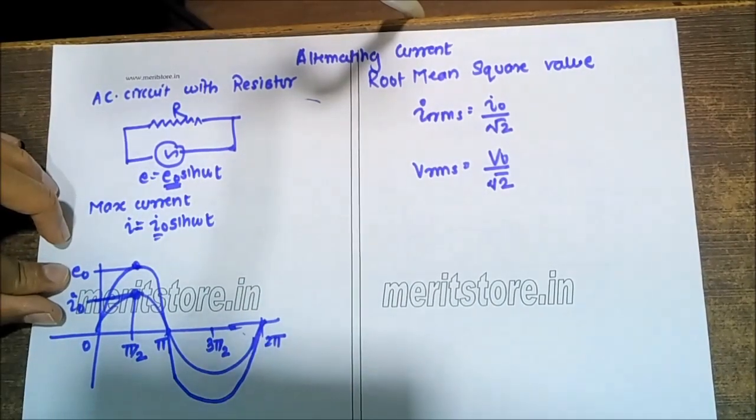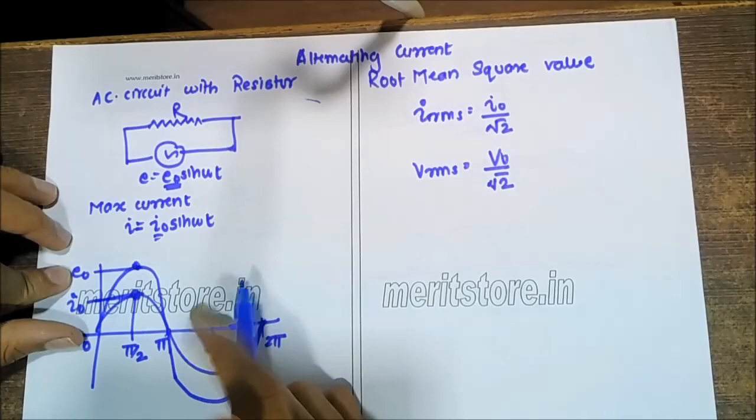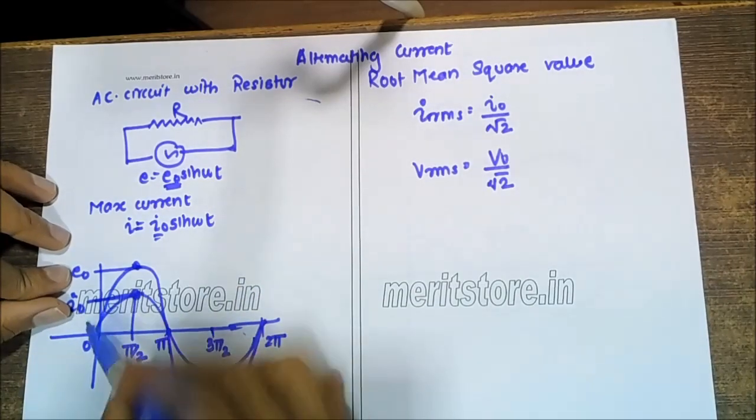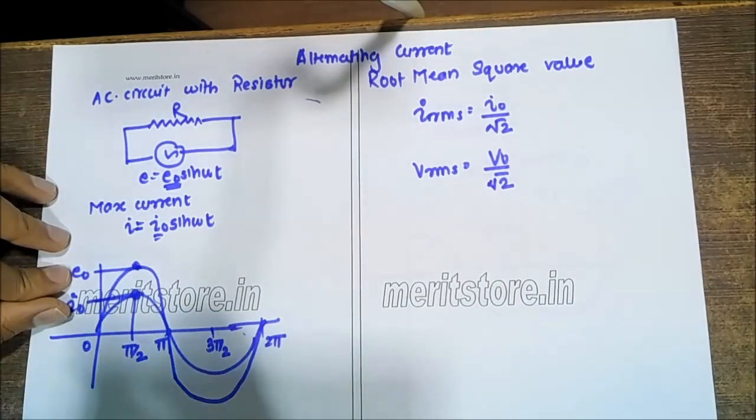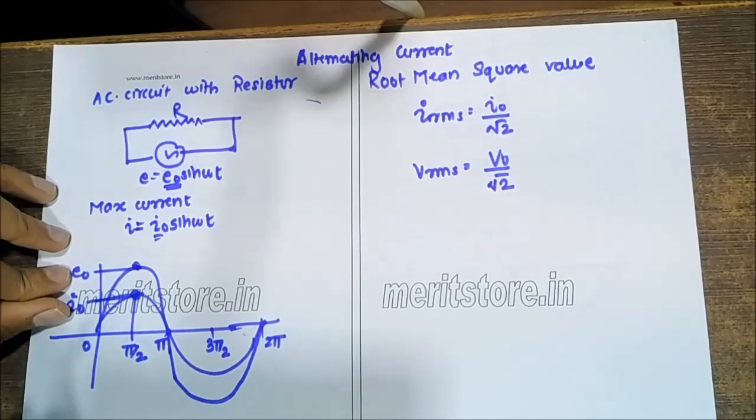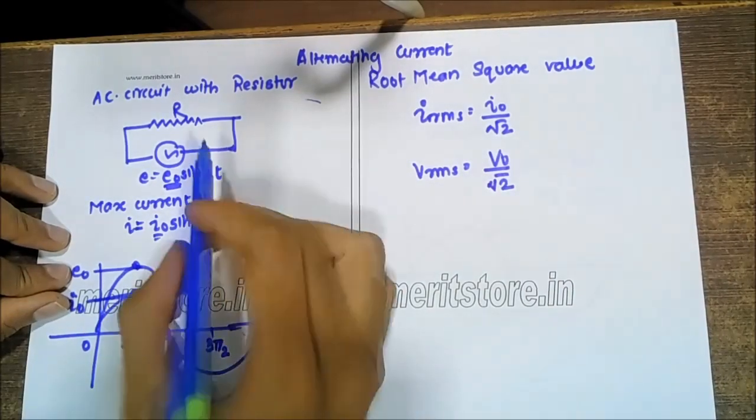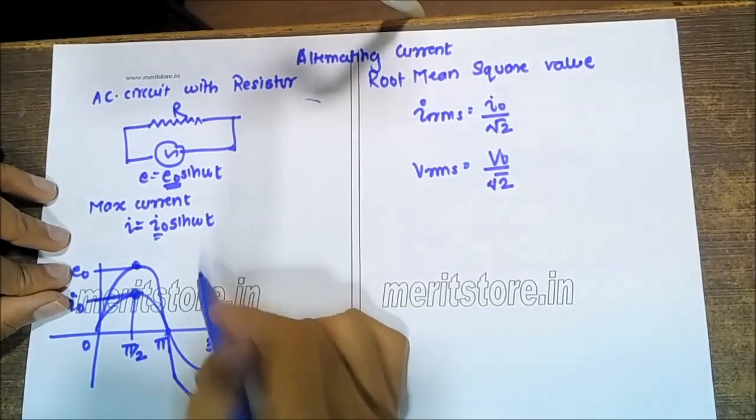In this circuit, both the current and the voltage are moving in phase and at the same frequency. As a result, we don't see any lead or lag between them.